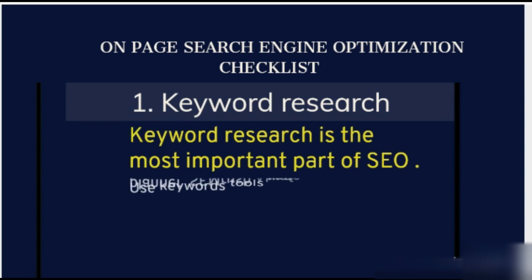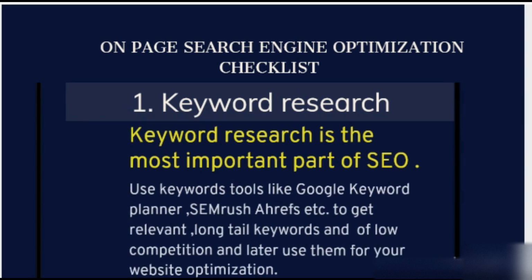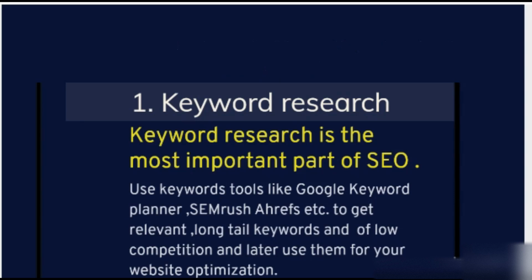First in the list is keyword research. Keyword research is the most important part of SEO. Use keyword tools like Google Keyword Planner, SEMrush, etc. to get relevant, long-tail keywords of low competition, and later use them for your website optimization.